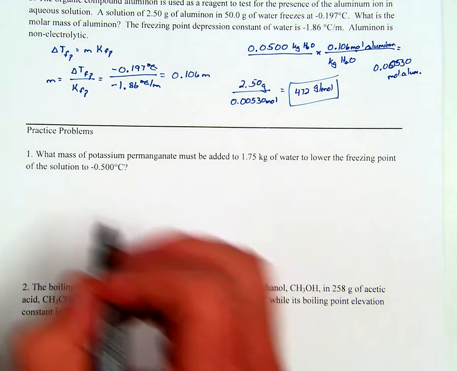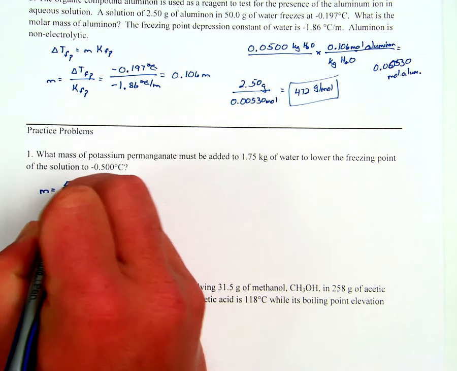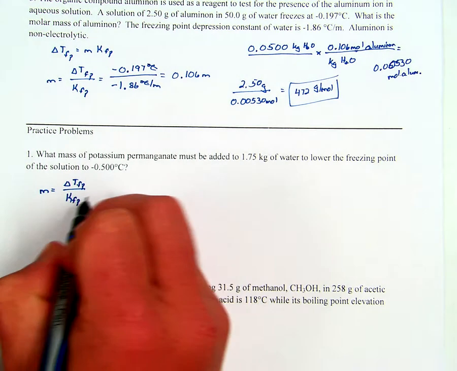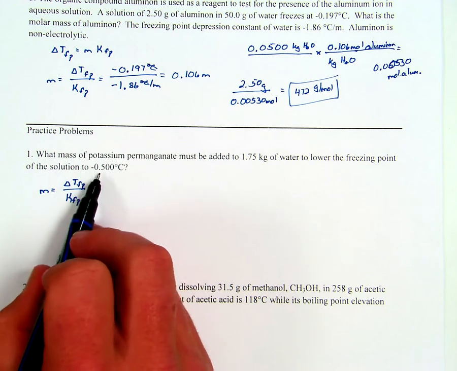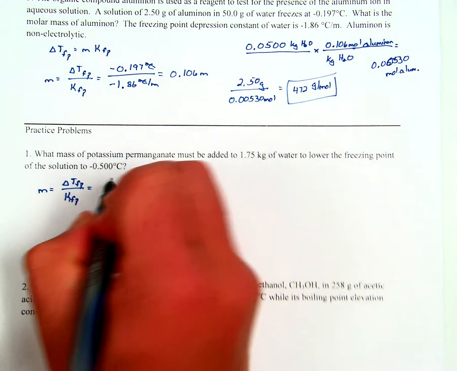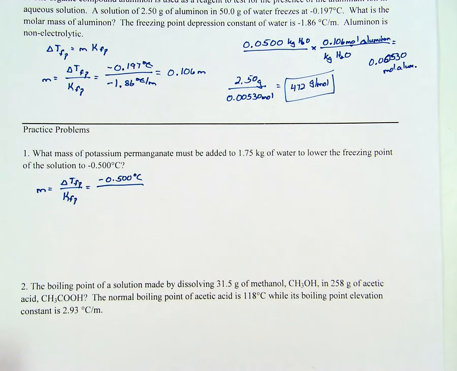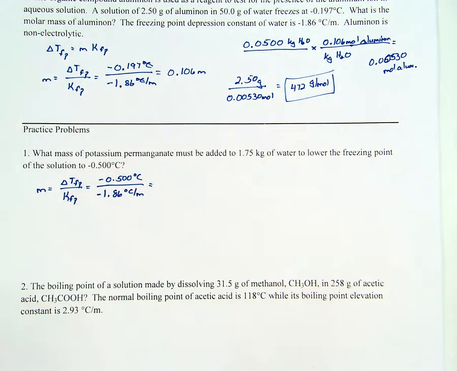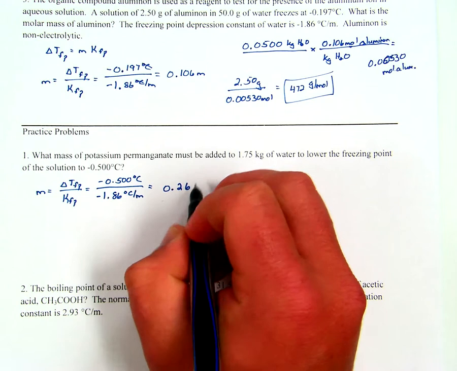So just using the same equation we actually used above, the molality would equal the change in freezing point divided by the freezing point depression constant. Because the freezing point of water is 0, the negative 0.5 is also the change in the freezing point. So negative 0.500 degrees Celsius divided by the freezing point depression constant of water, which we already used before, negative 1.86 degrees Celsius per molal. This should give you a value, I'm doing it for the first time here, of 0.269 molal.